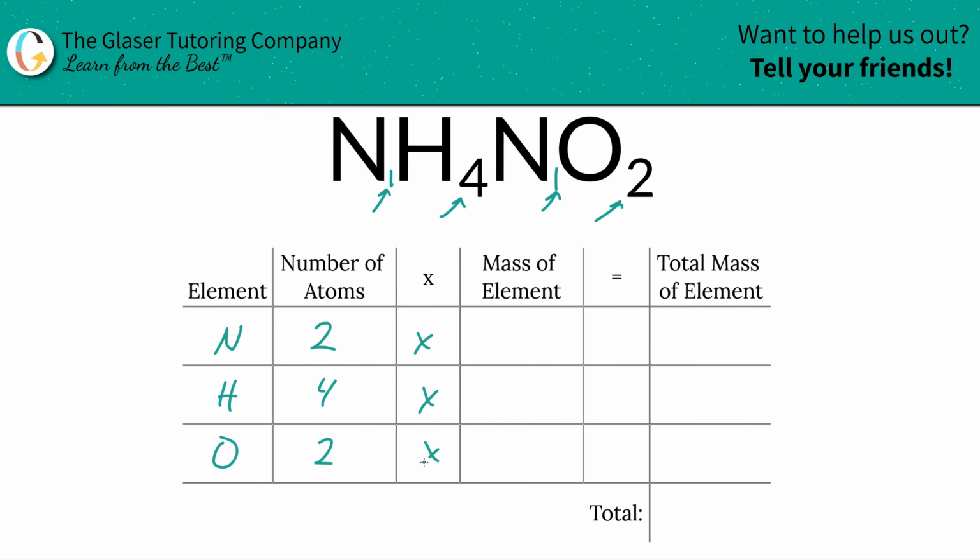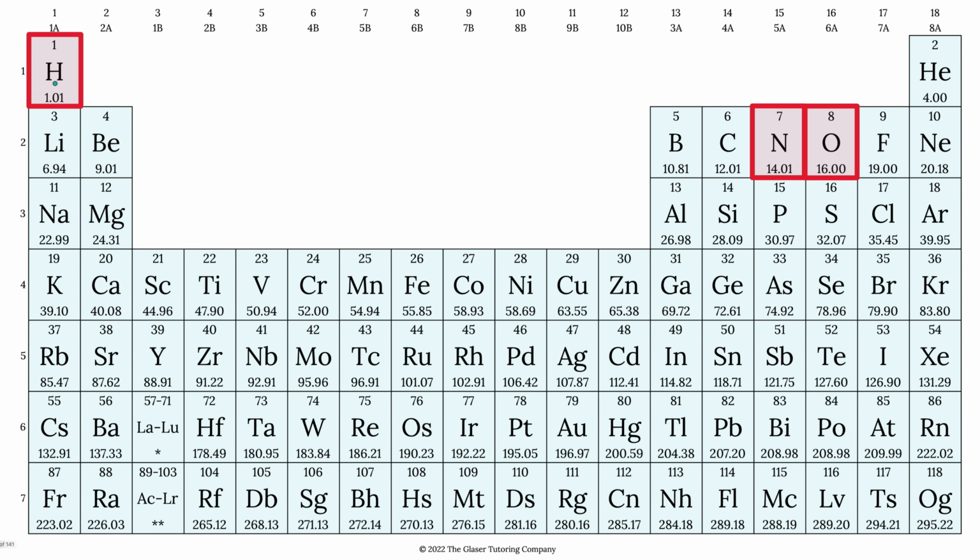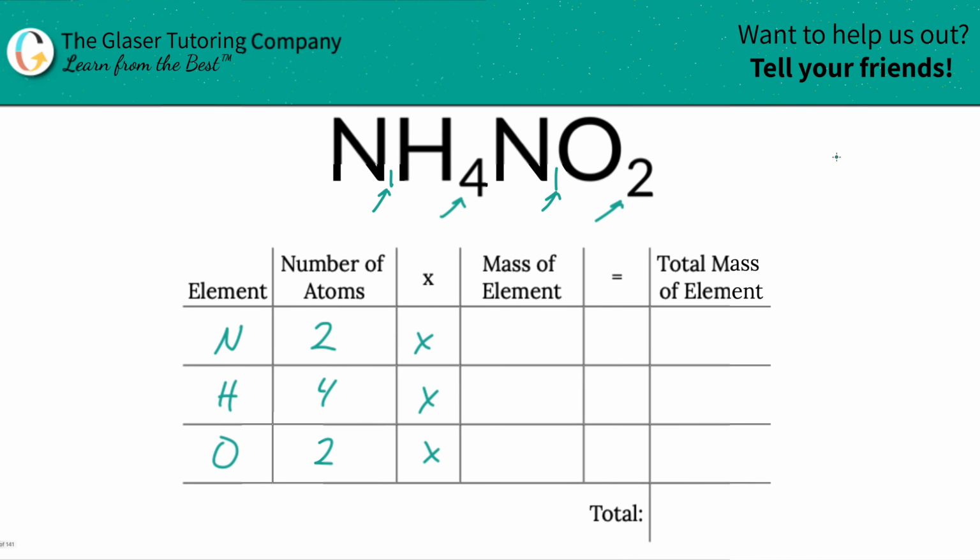Then we're simply going to multiply those number of atoms by the mass of each element. That's where the periodic table comes into play. So the mass of hydrogen is 1.01, the mass of nitrogen is 14.01, and the mass of oxygen is 16. So let's write that on in. So 14.01 for nitrogen, 1.01 for hydrogen, and 16 for oxygen.